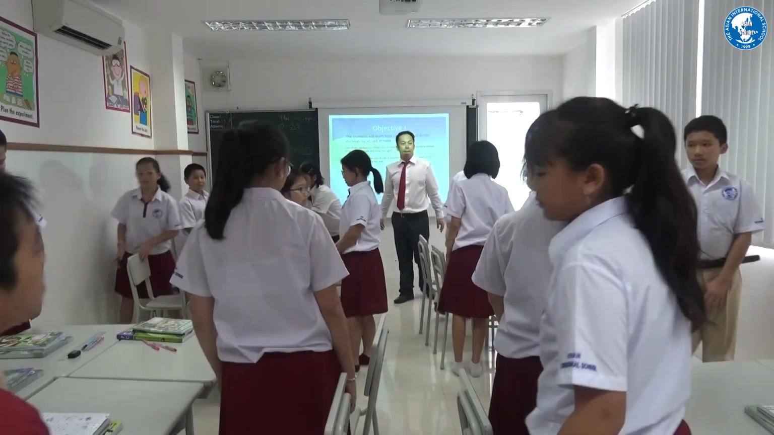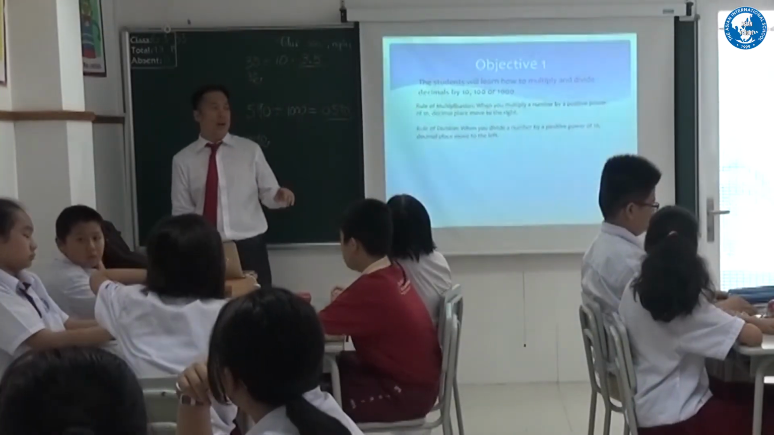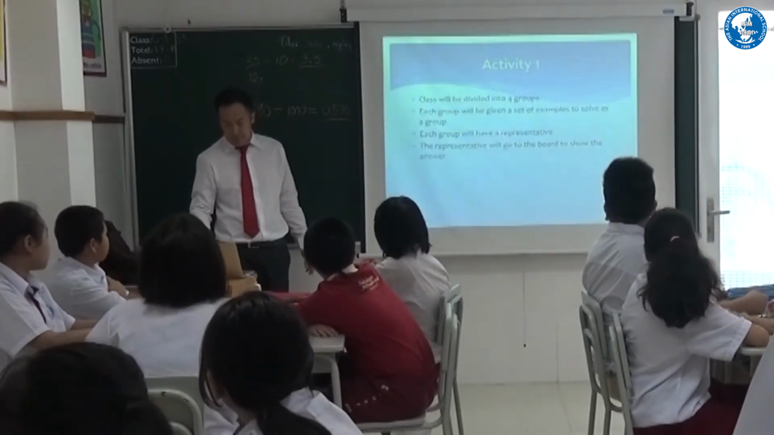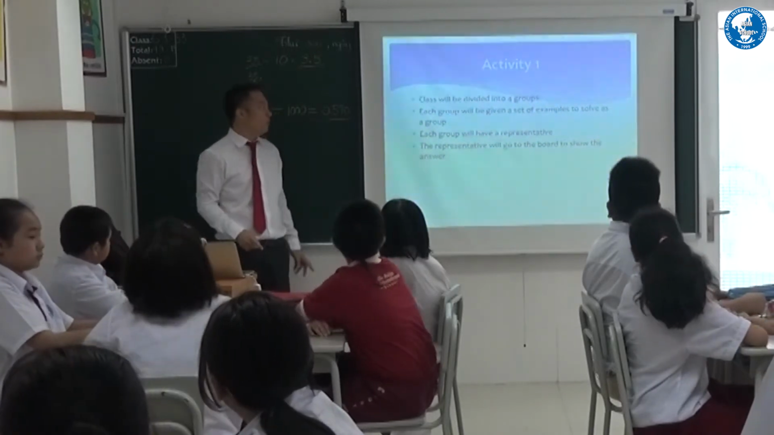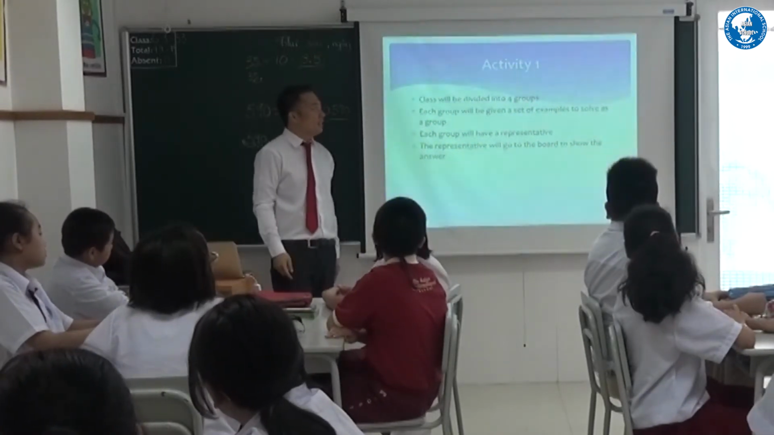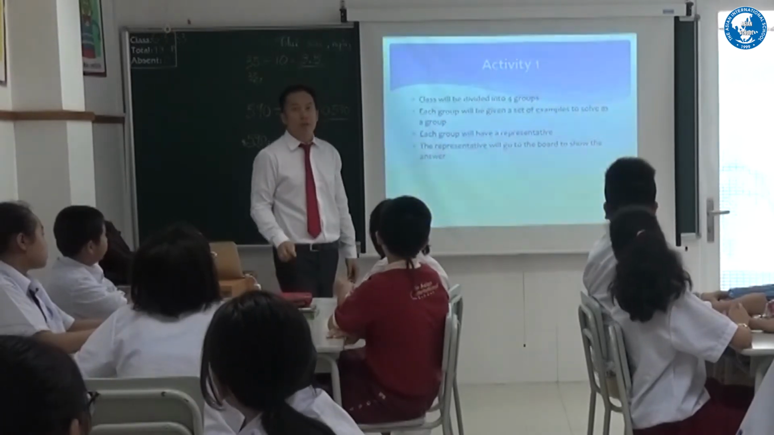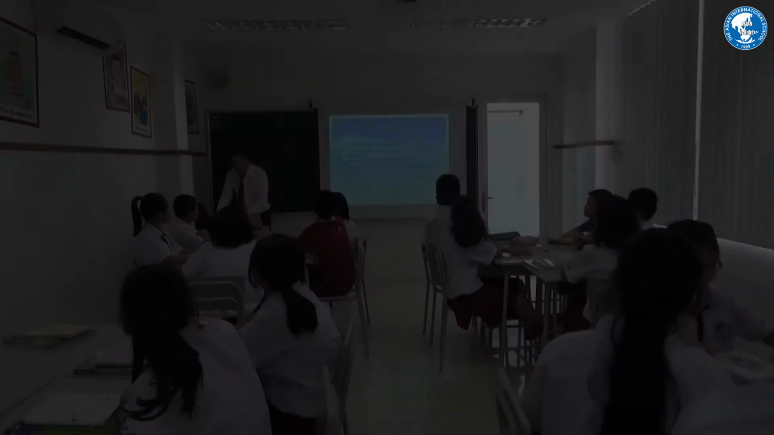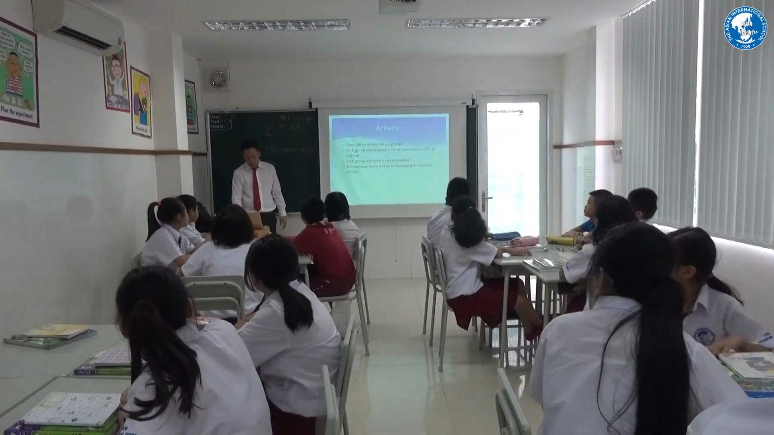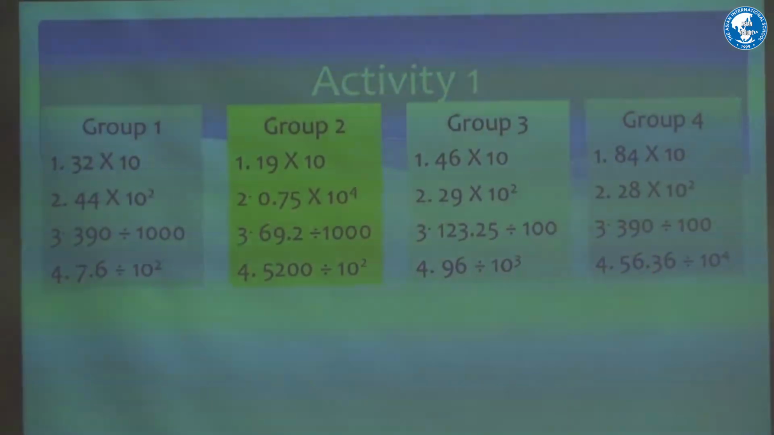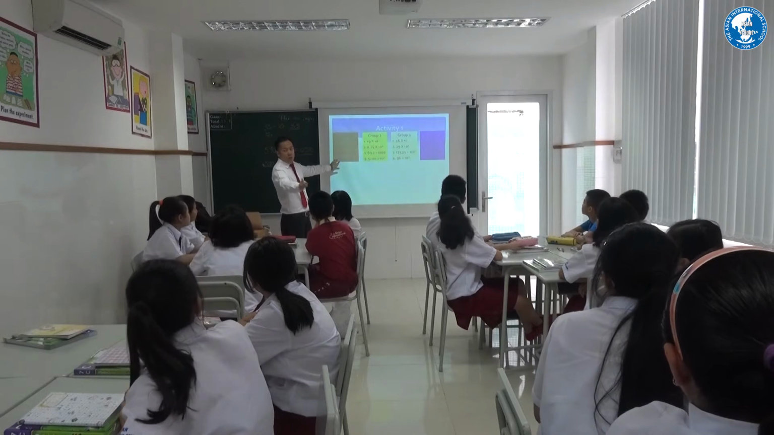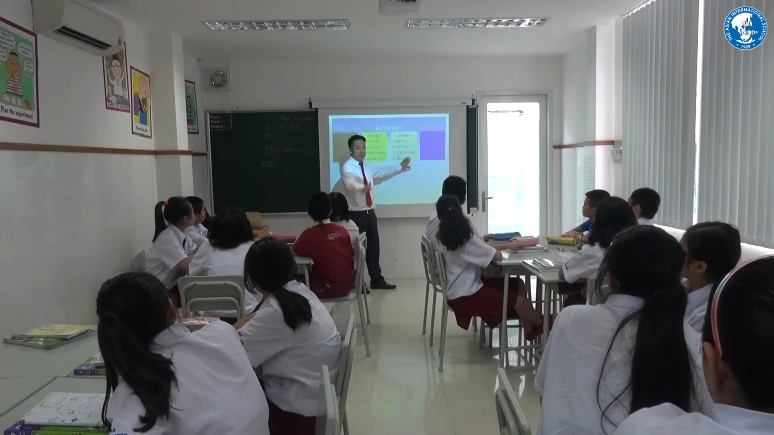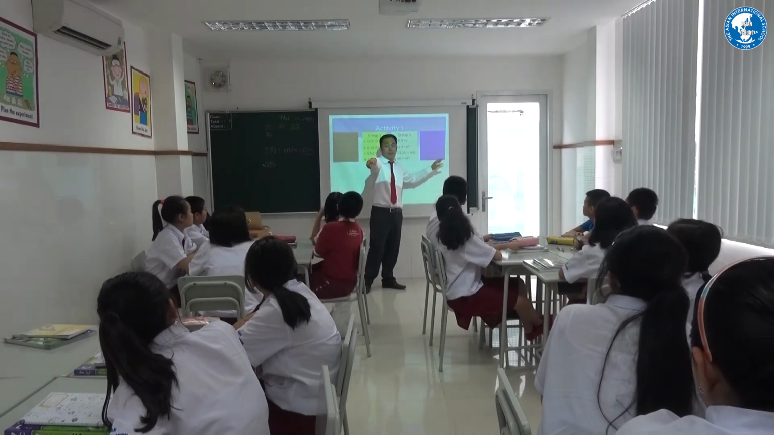Go. So I'm going to show you the problems that you will solve. So it will be divided into 4 groups. So you are already divided into 4 groups. And then each group will be given a set of examples to solve as a group. So later you will see 4 boxes and you will see the numbers that you will solve. This is your activity. So this is group number 1. You are going to do this. Group number 2 is here. Number 3, you're going to do this. And then group 4, you're going to do this.